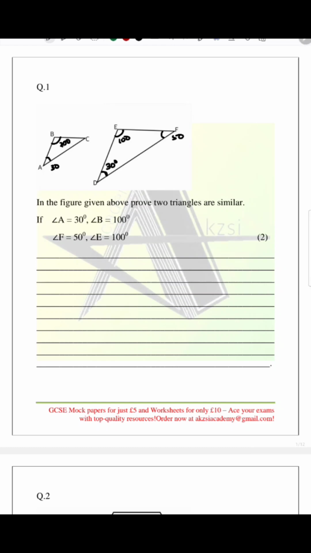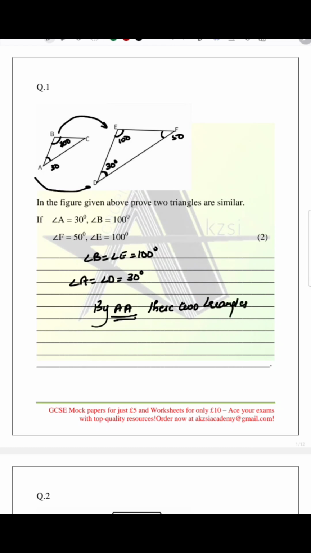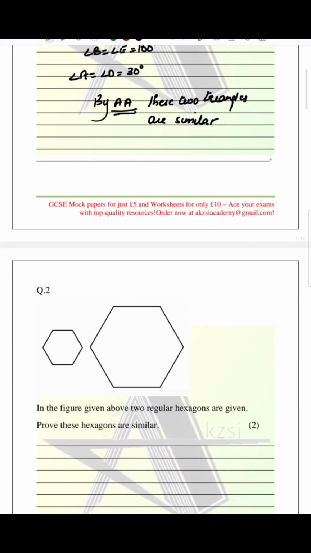You can clearly see that 100 and 100, 30 and 30, these two pairs of corresponding angles are equal. So angle B is equal to angle E is equal to 100 degrees. Angle A is equal to angle D is equal to 30 degrees. So by AA, these two triangles are similar. So we have proved the similarity. This is one of the ways by which we can prove similarity. Moving on to the next question.